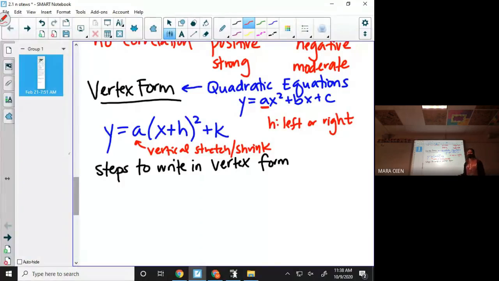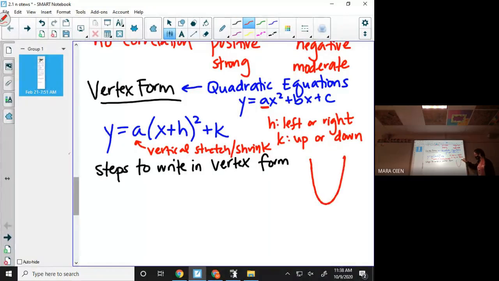So H tells me the left or right. And then finally, the adding on the outside, that plus K on the outside, is going to tell me, did this graph move up or did this graph move down? So the K is going to tell me if it moved up or down.